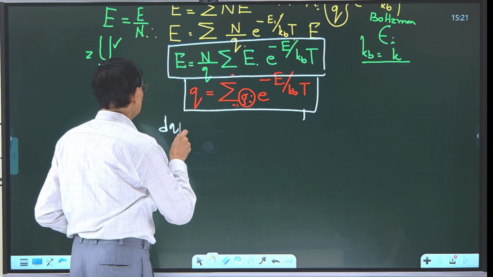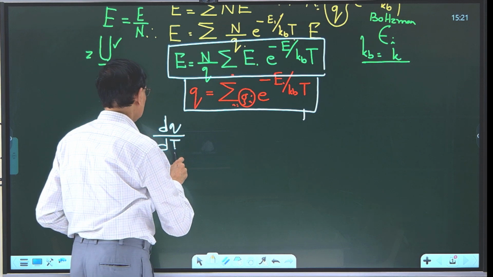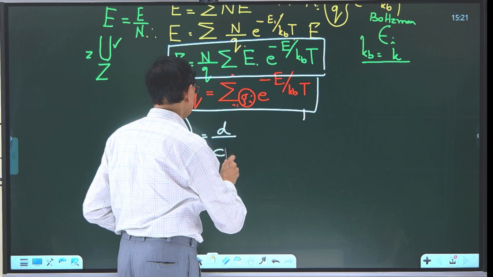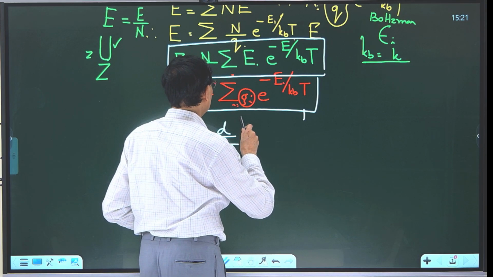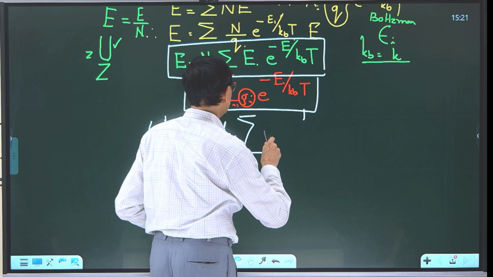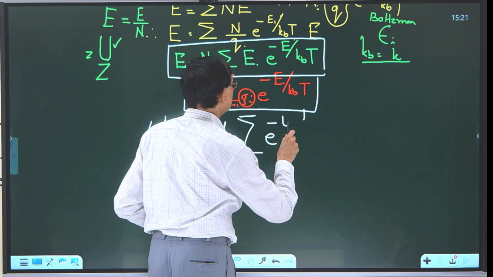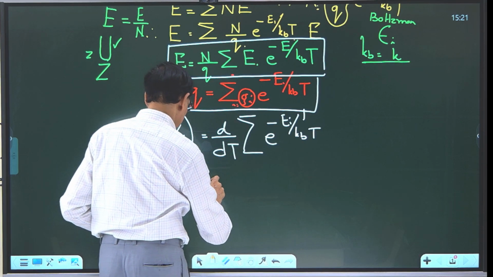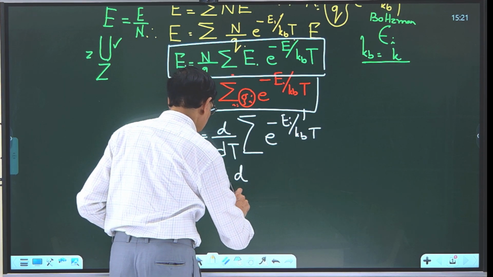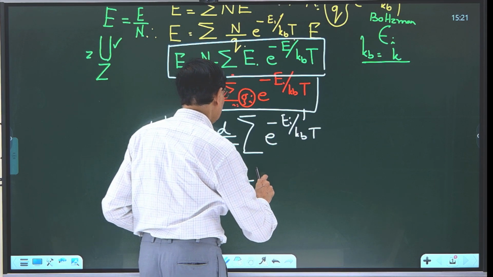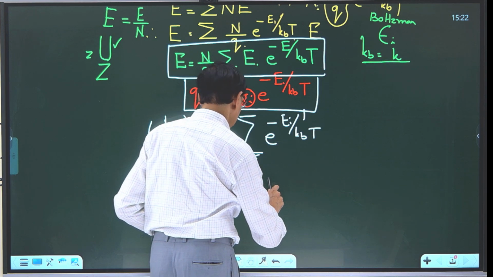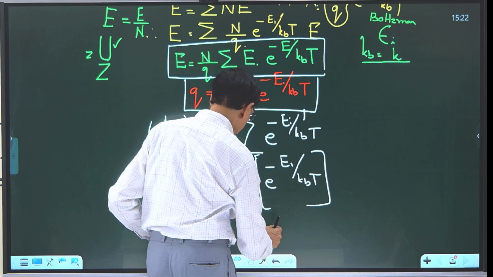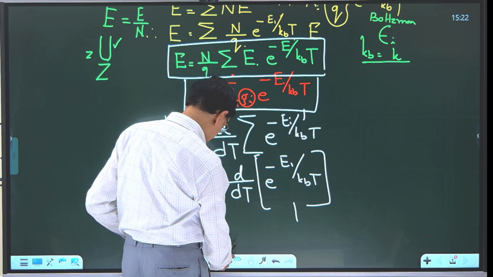Differentiation with respect to temperature at constant volume. You know, this is very simple differentiation, you have to apply the chain rule. Take the summation outside, d by dT of the exponential. Any student can solve it, the differentiation is very simple, at constant volume.